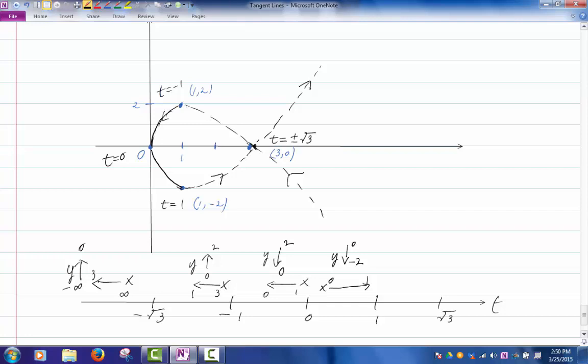A lot of work to get there, right? In WebAssign, you will be given choices for the graphs. You can actually do it easier just because you have the graphs in front of you.